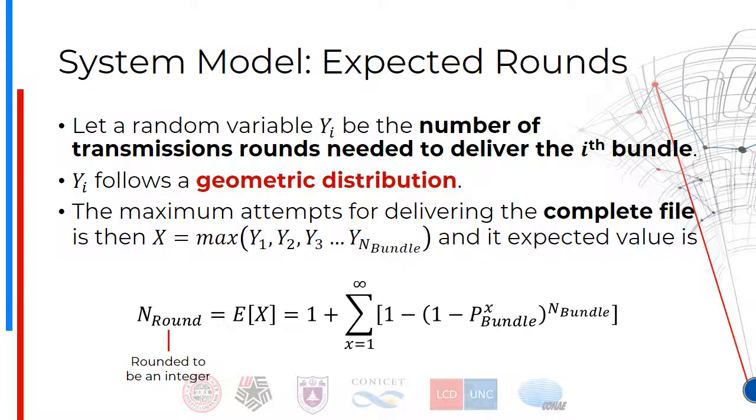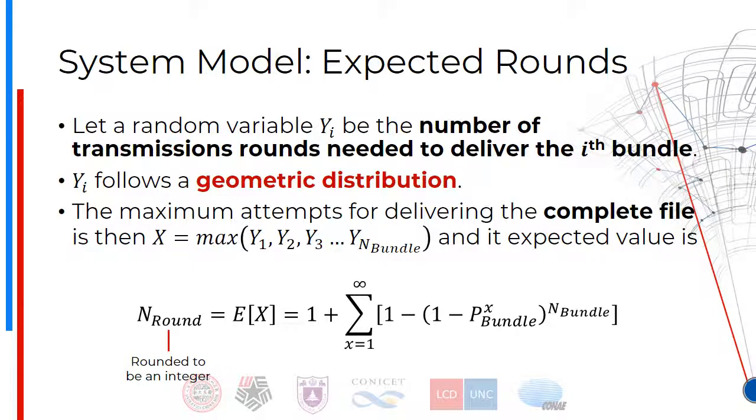Let's also define a random variable used to understand the number of transmission rounds needed to deliver each bundle. This random variable follows a geometric distribution because these are continuously growing attempts: 1, 2, 3, 4, and so on until the bundle is successfully delivered to the destination. We care about the maximum number of attempts across all the bundles in order to deliver the complete file. So this maximum attempt is going to be the maximum value of all these random variables Y.